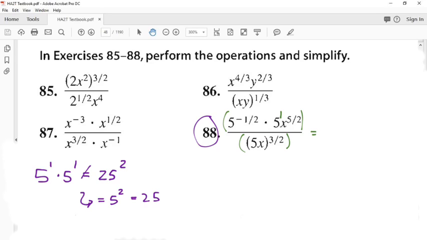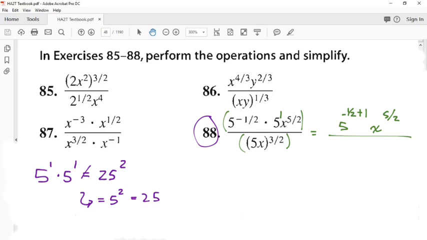Okay, so let's simplify the top first. For the top, I have 5 times 5. Those are common bases. They're the same bases. So what do you do with the exponents of the same bases? You add them together. The x, he's chilling. He has nobody to multiply with.